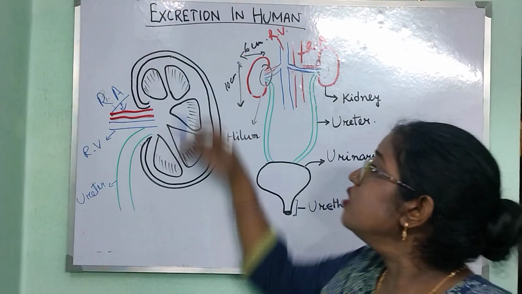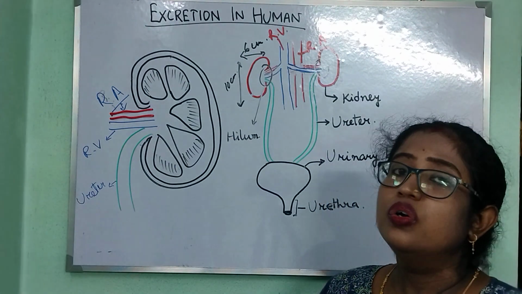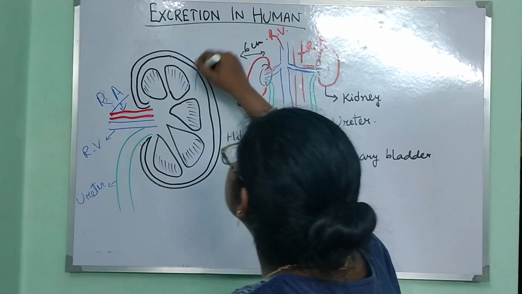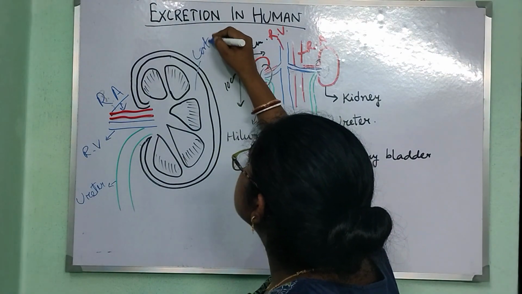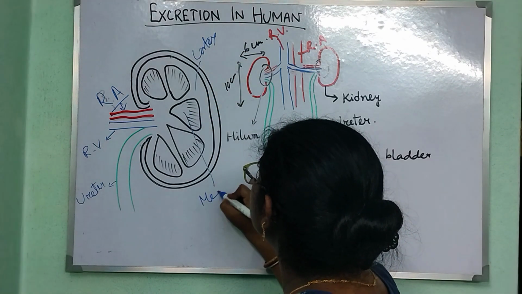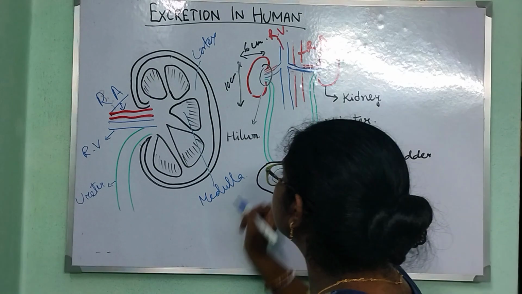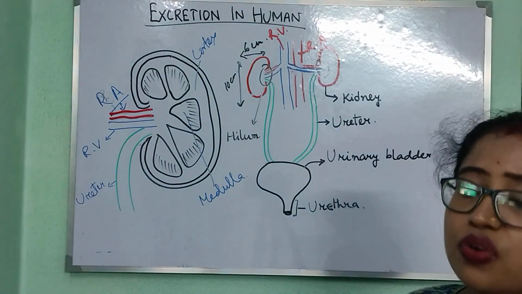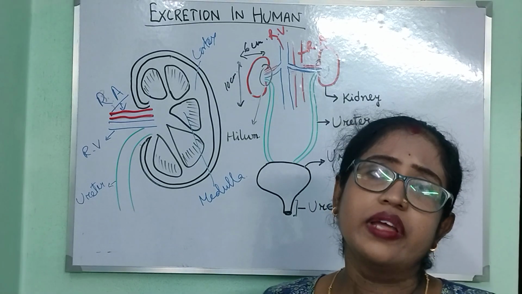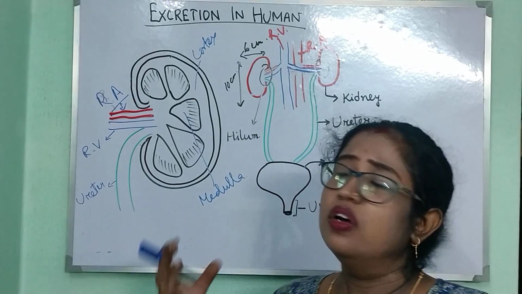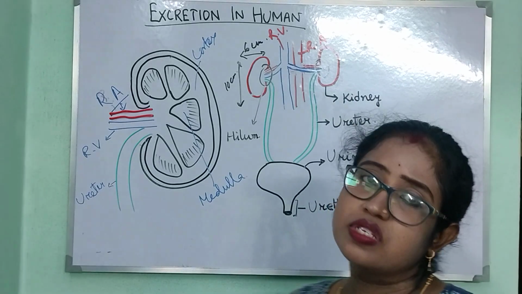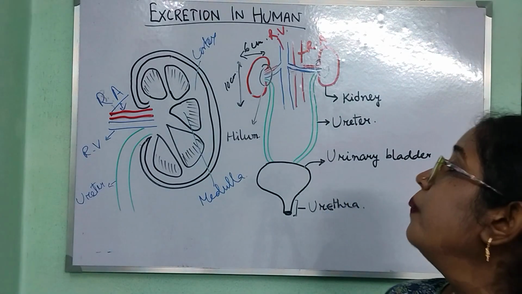So the longitudinal section shows two regions of the kidney. The outer region is known as cortex, while the inner region is known as medulla. Mostly, organs have the outer side known as cortex and the inner side known as medulla.